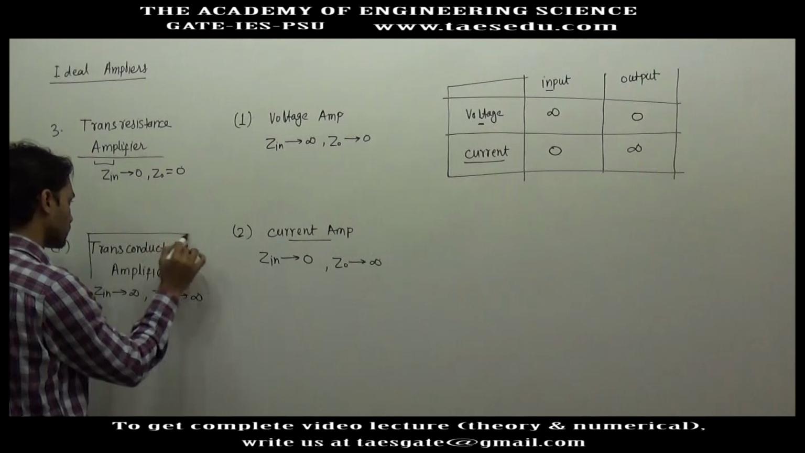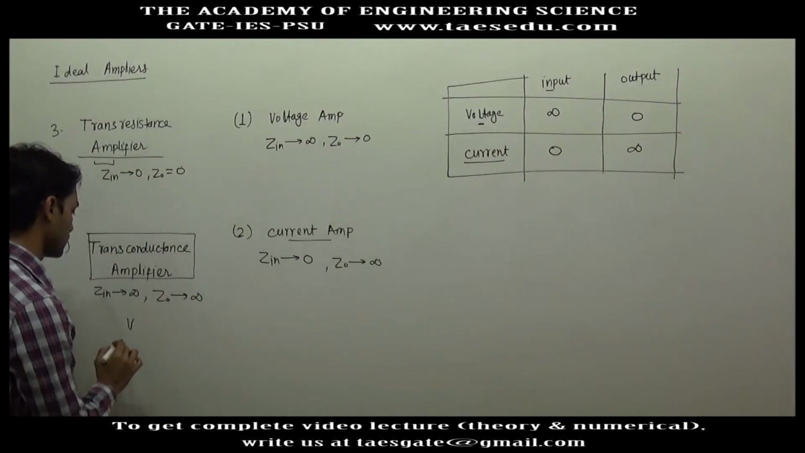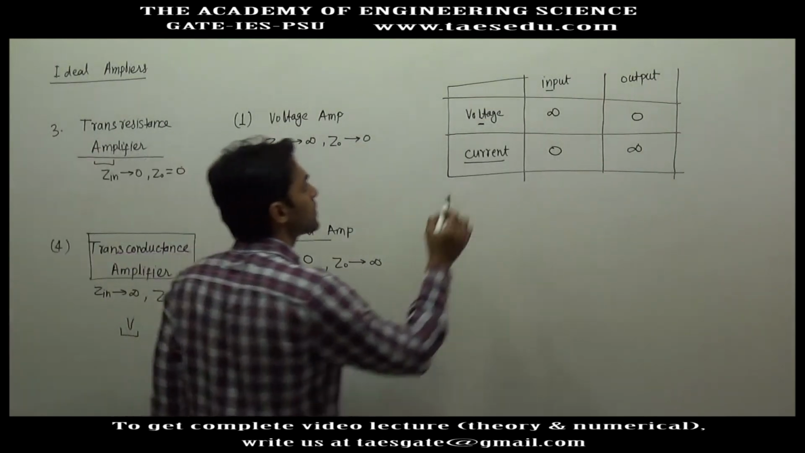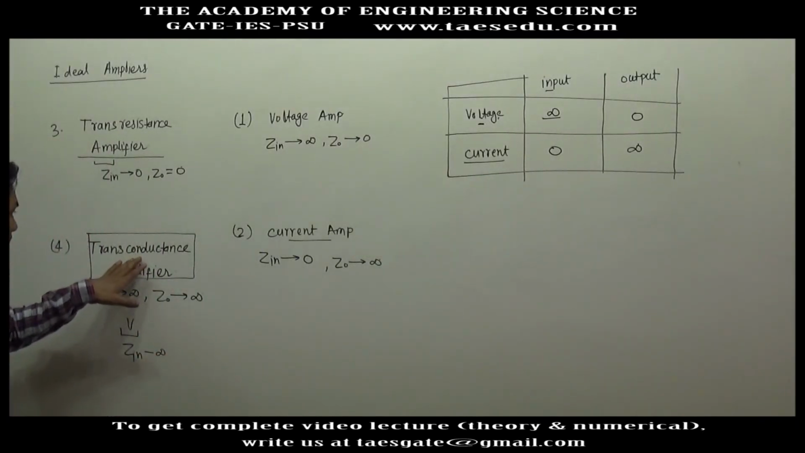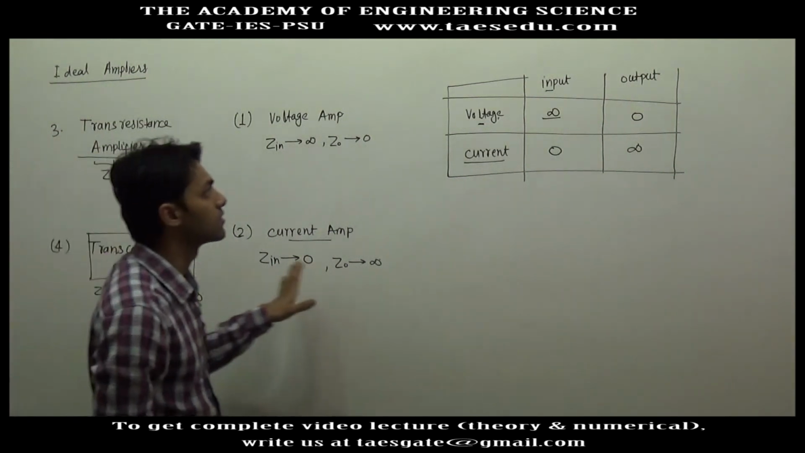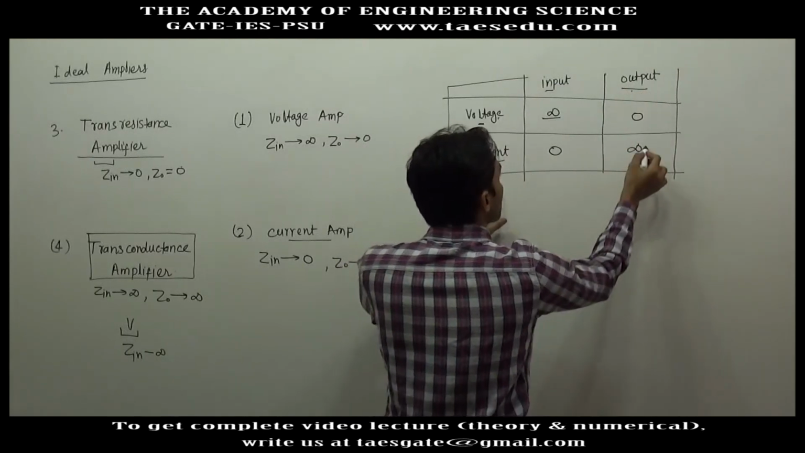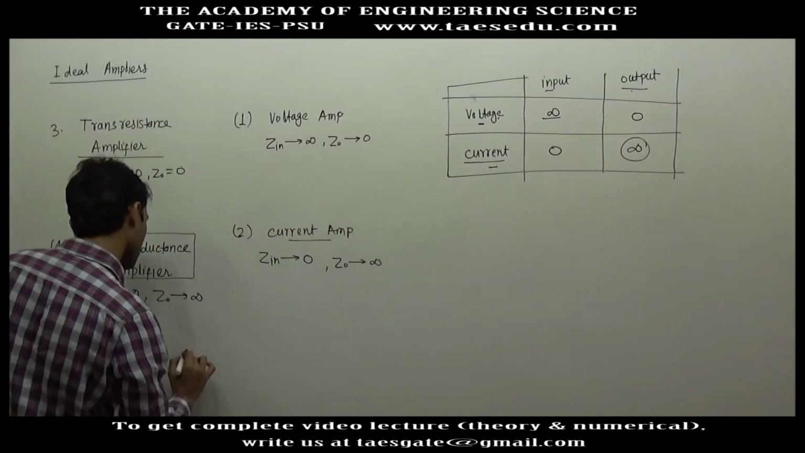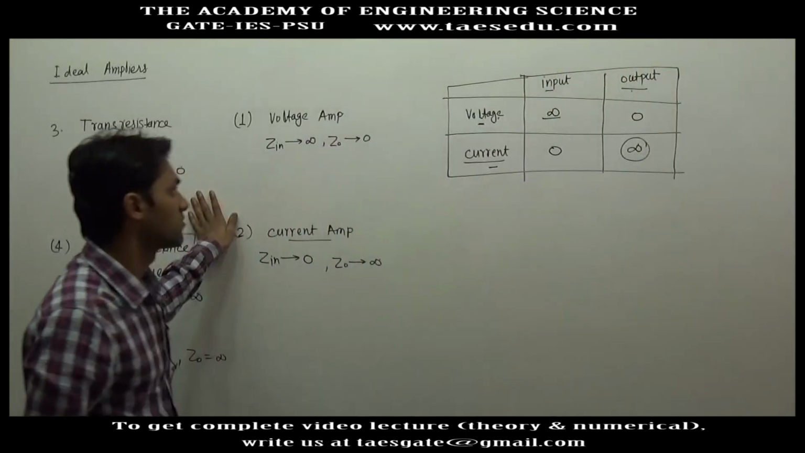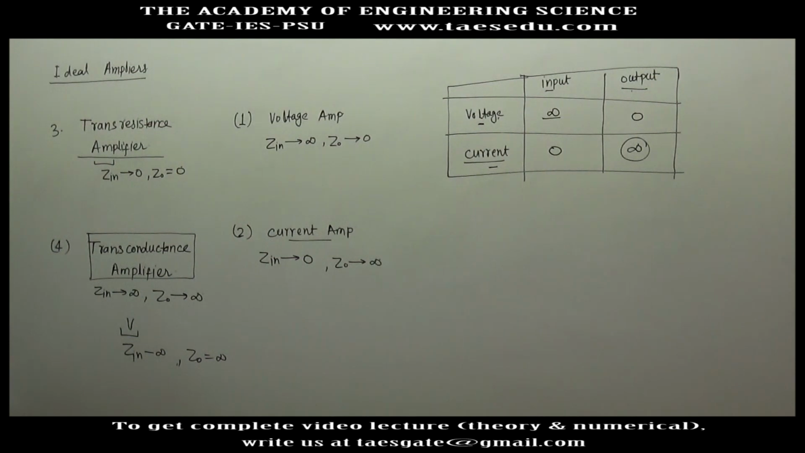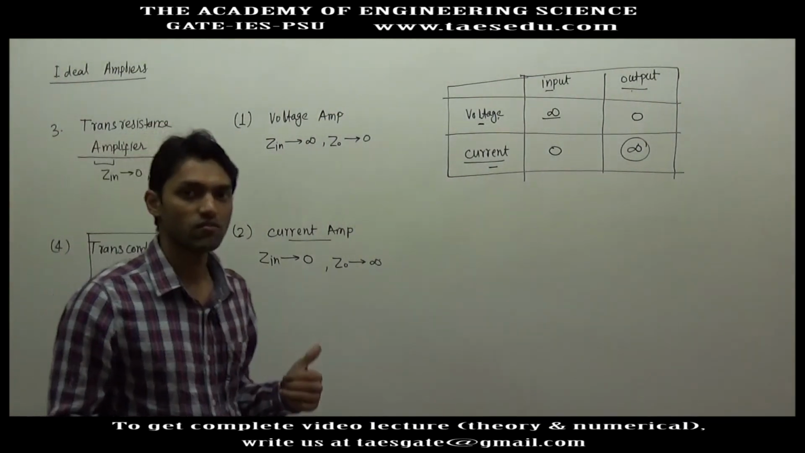Let's say for this case, what is input? Input is voltage. So if input is voltage, input impedance must be infinite. In transconductance, what is output? Output is current, so output impedance must be infinite. So if you remember this table, you can easily remember which impedance should be infinite and which should be 0. If voltage is in input, impedance must be infinity. If voltage is in output, output impedance must be 0. So these were the 4 kinds of ideal amplifier.